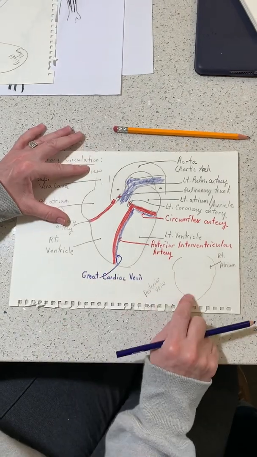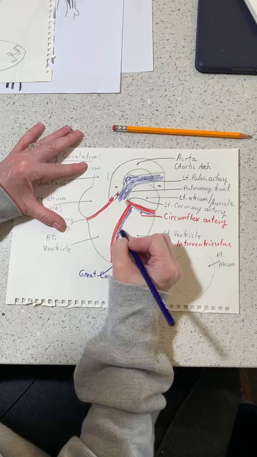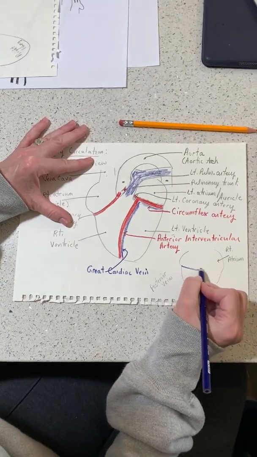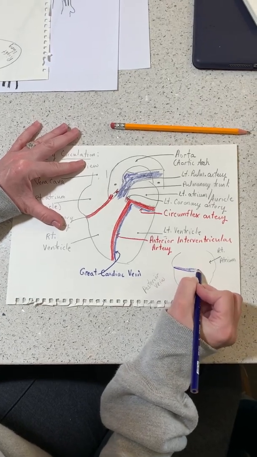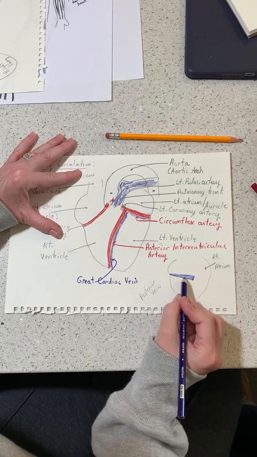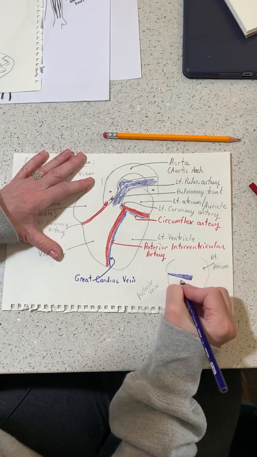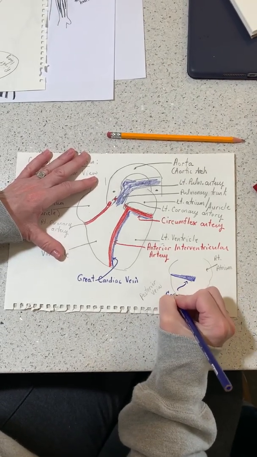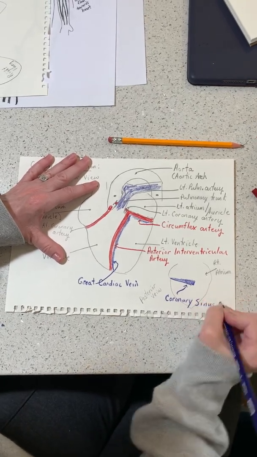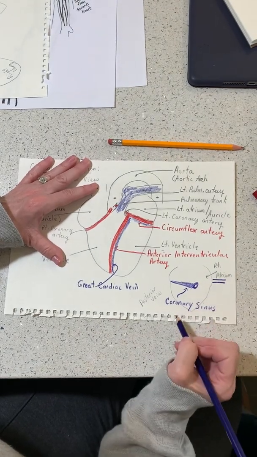So what I've done here is I've drawn a little posterior view for you. That great cardiac vein, as it comes around the right side of the heart, like this, will pool into an enlarged vessel. See how I'm kind of drawing it bigger here? It's enlarged. This is called the coronary sinus. The coronary sinus will deliver all of that deoxygenated blood into the right atrium.